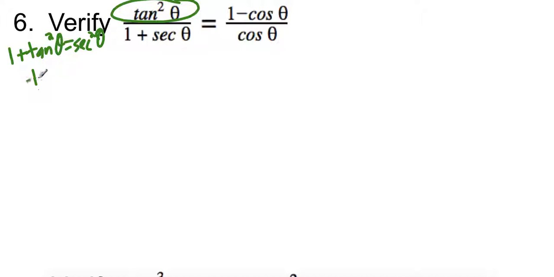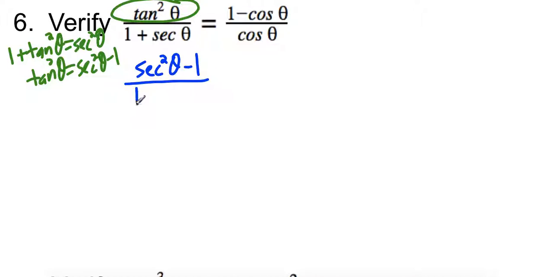So if I subtract the 1 over, I get tangent squared equals secant squared minus 1. So I can replace tangent squared theta with secant squared theta minus 1. And then I have 1 plus secant theta. I'm going to leave the right side blank for now. I'm not sure if I want to work with the right side yet. We'll see.